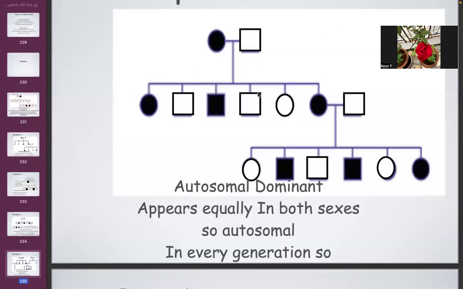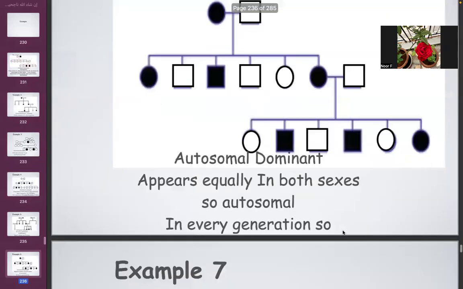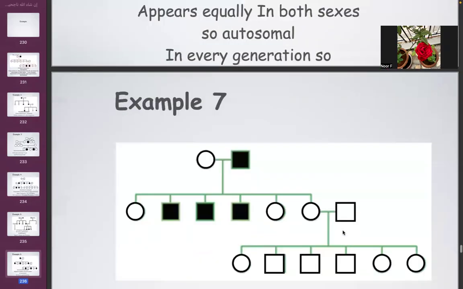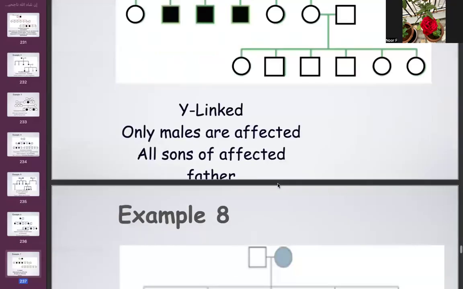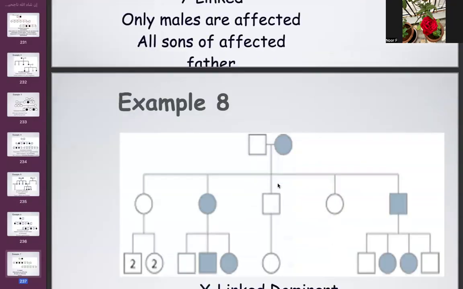Autosomal dominant, because males and females are equally affected and every generation is affected. Y-linked dominant: only males are affected. All sons of the affected father are affected.